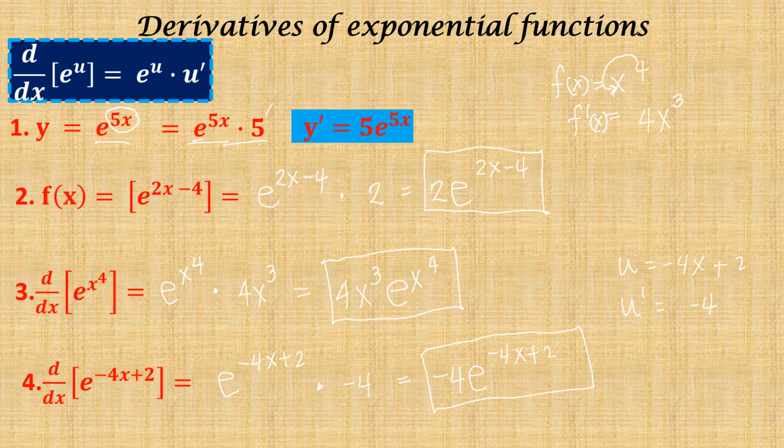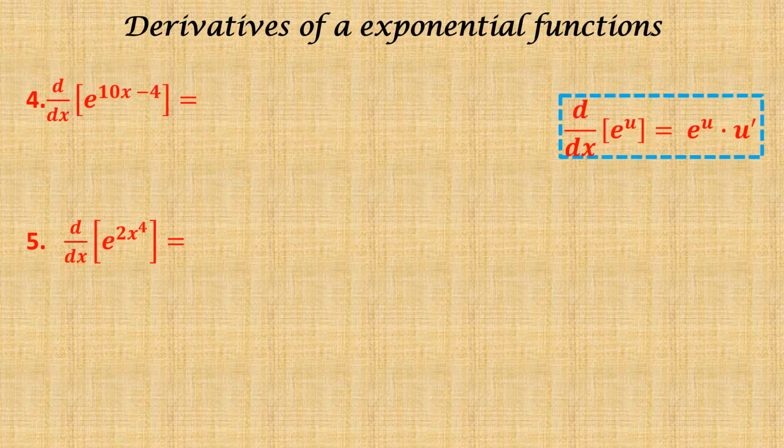Okay, let's proceed to the next. Let us have number 4. So e to the power of 10x minus 4. So we have e to the 10x minus 4. And 10x, its derivative is 10. So our final derivative is 10e to the power of 10x minus 4.